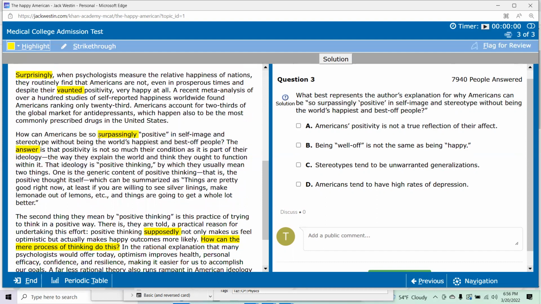How can Americans be so surprisingly positive in self-image and stereotype without being the world's happiest and best off people? This was a question, and then he has an explanation. The answer is that positivity is not so much their condition as it is part of their ideology, the way they explain the world and think it ought to function. So, positivity is not so much their condition as it is part of their ideology. Which of these answer choices seems to match what he's saying here?